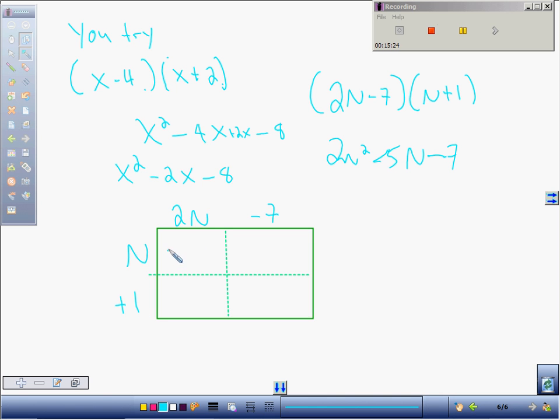This times this gives you 2n squared. This times this gives you minus 7n. This times this gives you plus 2n. And this times this gives you minus 7. Then she put these two like terms together, and she gets 2n squared minus 5n minus 7. And that's how you do that.